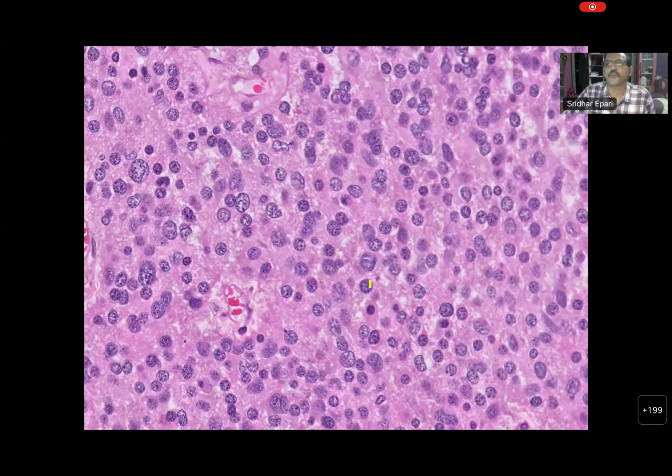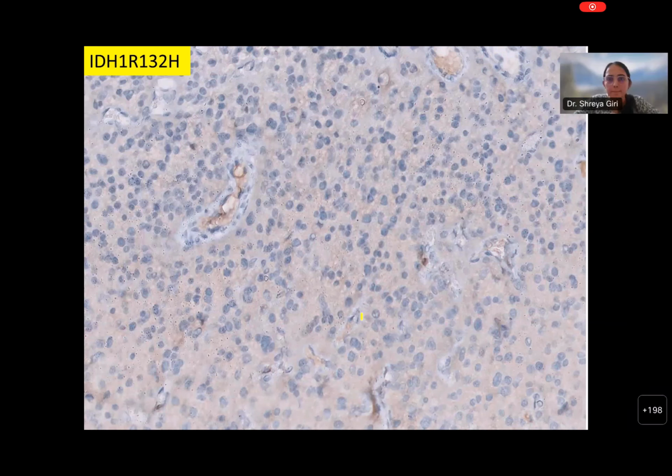The biggest feature of oligodendroglial tumors is monomorphicity. You may get haloes or you may not get haloes, but you are not seeing haloes here. The difference is that it's a more or less monomorphic, mitotically active, cellular tumor. And what is the IHC you require?